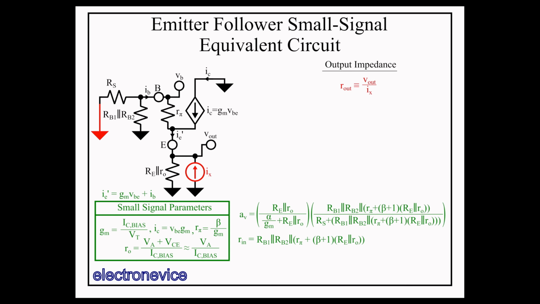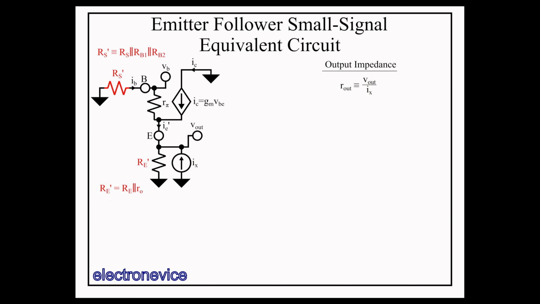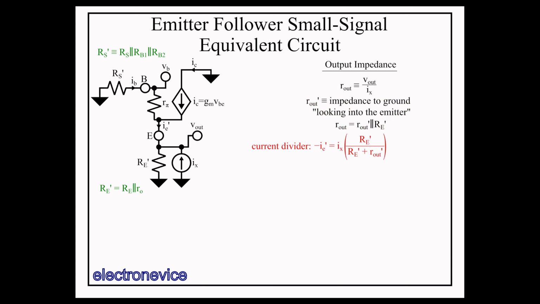using impedance reflection. Let's start by aggregating the impedance on the base and the impedance on the emitter into the variables Rs' and Re' respectively to make the equations more compact. So we recognize that Ix is flowing into a current divider between Re' and the impedance looking into the emitter. So let's define that unknown impedance as Rout' such that our desired parameter, Rout, is equal to Rout' in parallel with Re'. Using the current divider equation, we know that negative IE' is equal to this expression. It's negative because of the direction of IE' versus the direction of Ix.